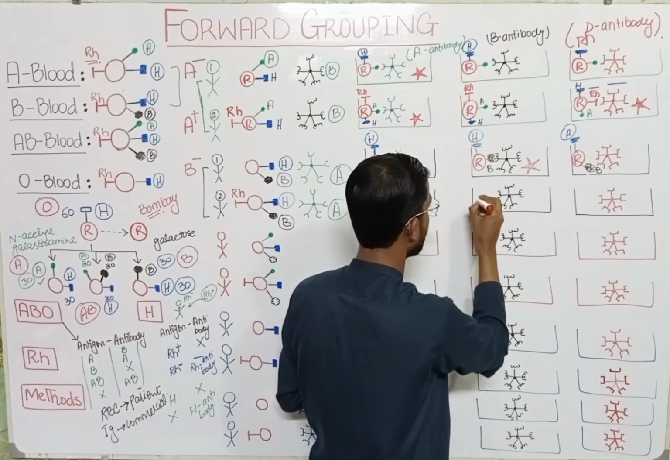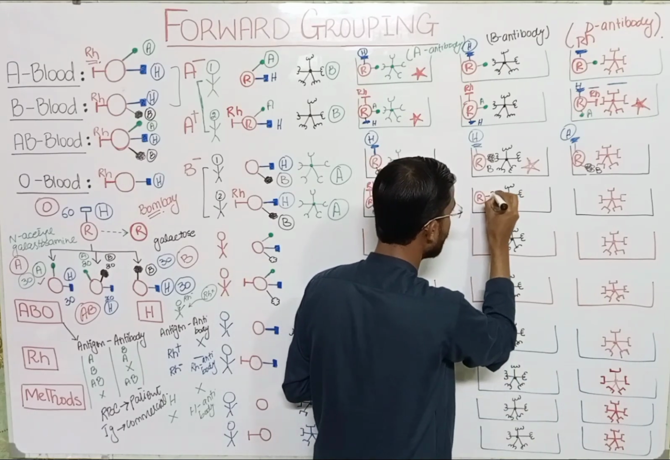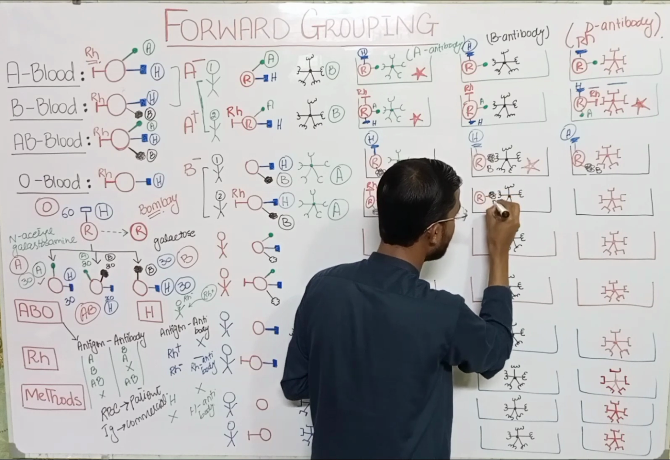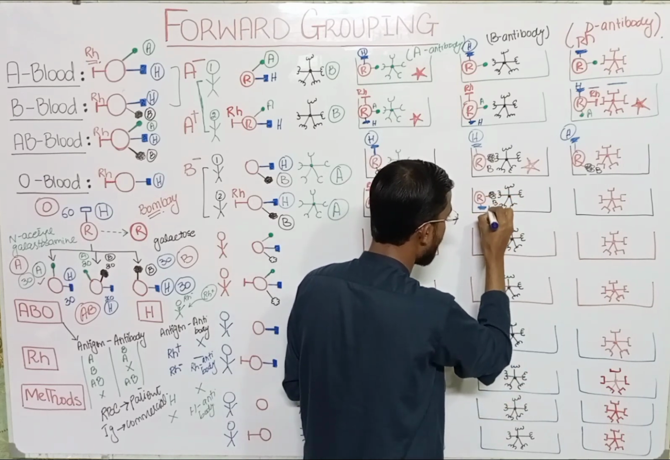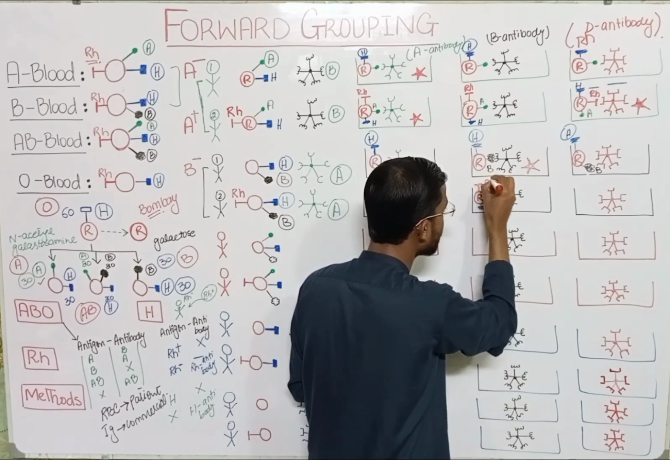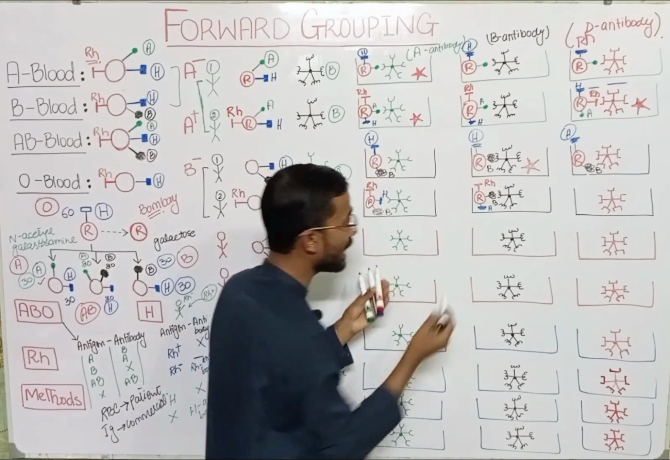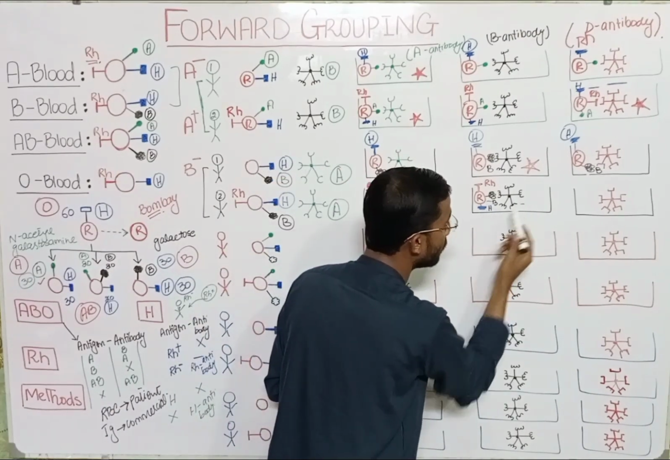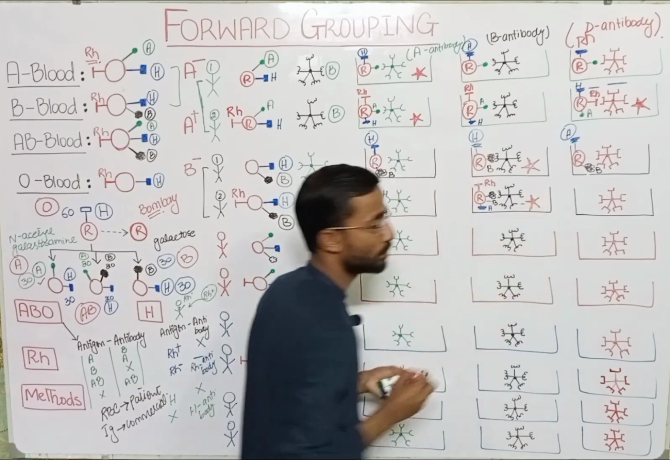Next, move towards the A red blood cell, and in that case you will see the B antigen, H antigen, and you will also see the RH antigen. So in that situation, B antigen is just opposite to B antibodies. So you also see the agglutination in this tube.